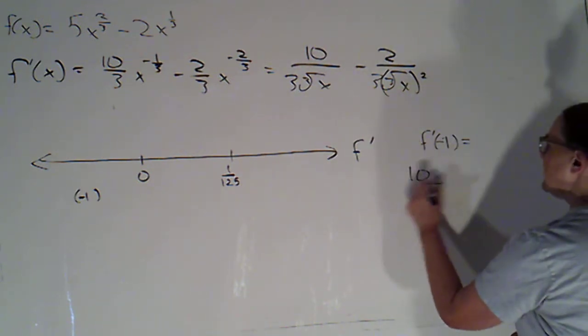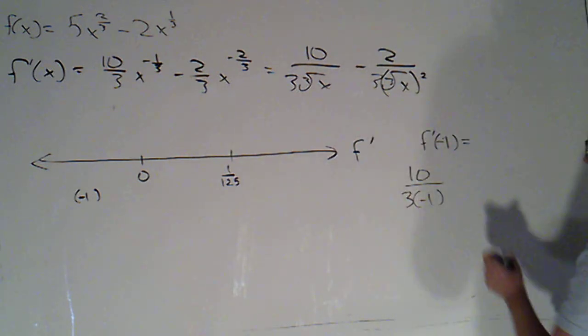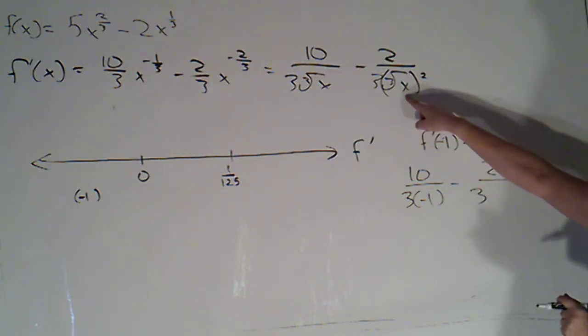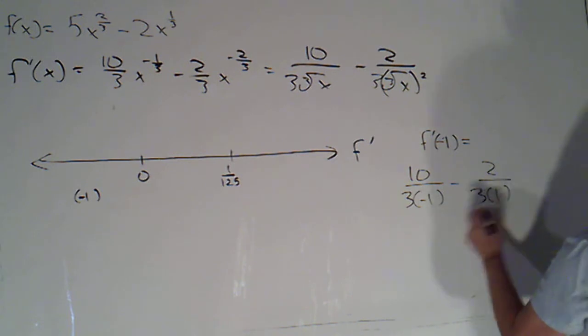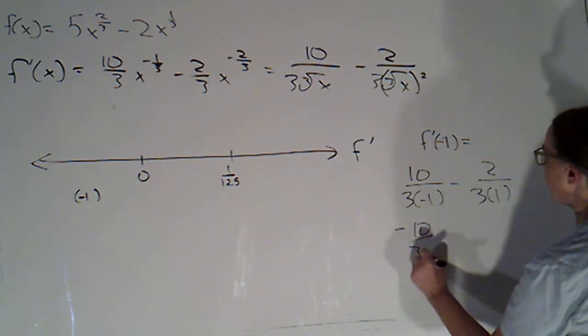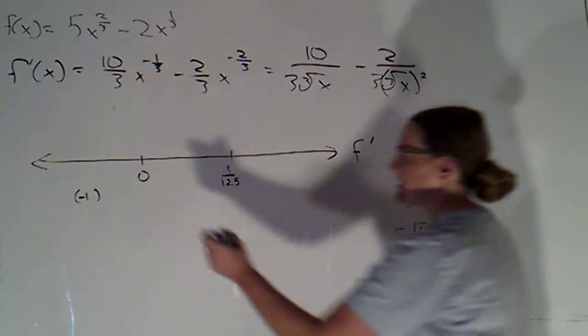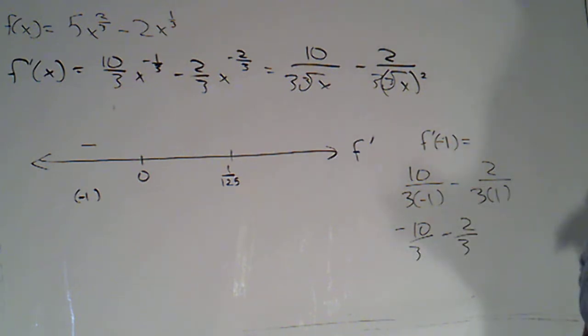I'm going to get 10 over 3 times the cube root of negative 1, which would just be negative 1, minus 2 over 3 times the cube root of negative 1, which is still negative 1, but I'm squaring it, so times 1. So that's negative 10 thirds minus 2 thirds. A negative minus something is going to be negative. So notice, as soon as I know what the sign is, I can stop. I mean, I could keep going. That's negative 12 thirds, but I can stop at that point once I can see what the sign is.